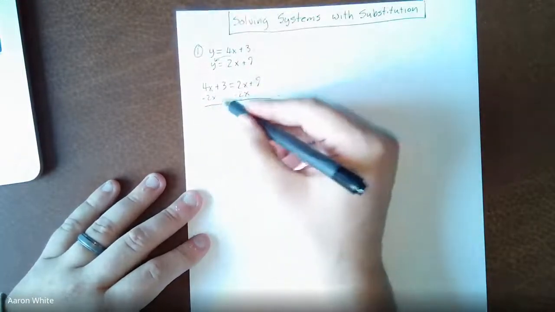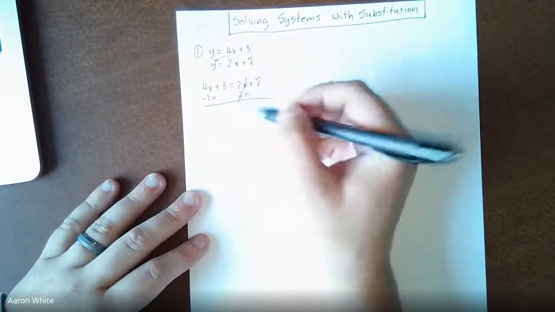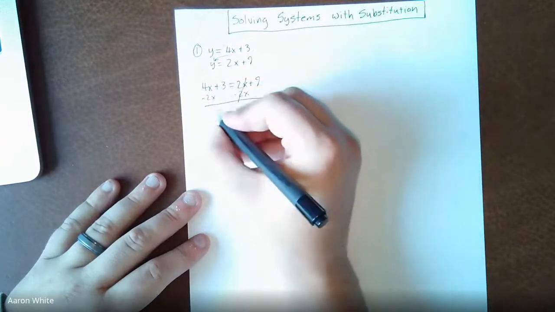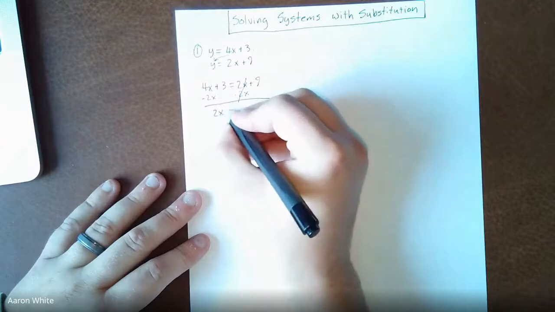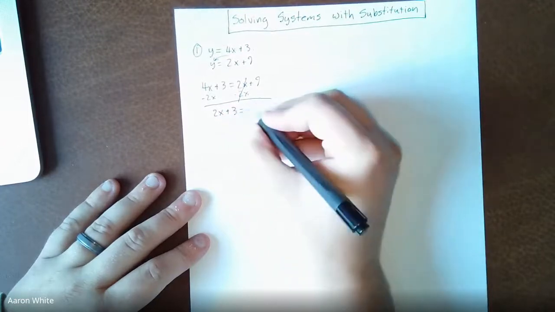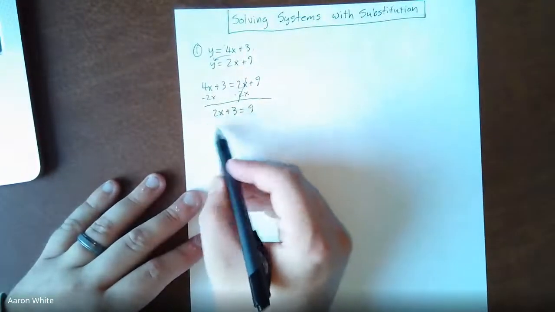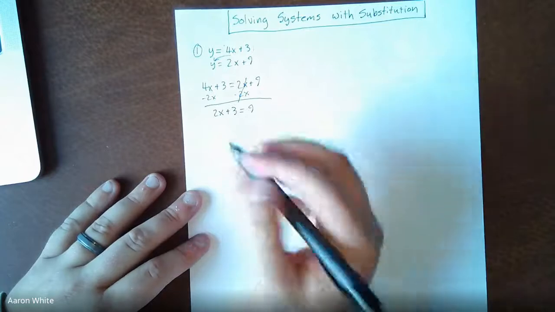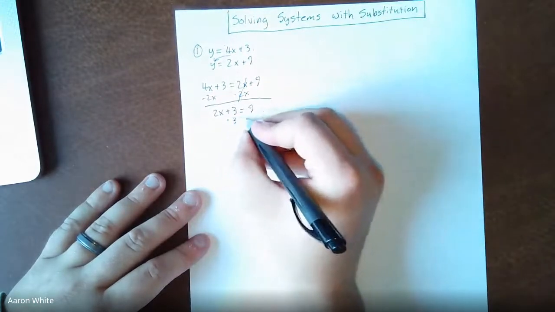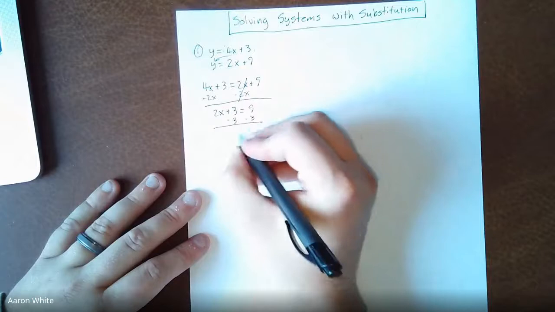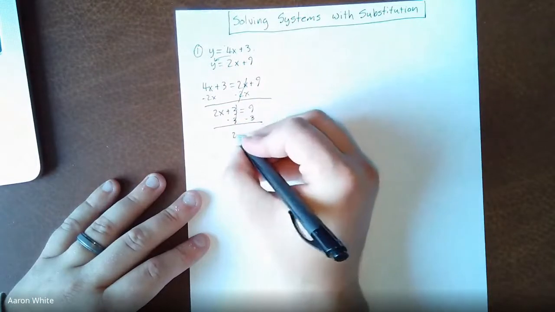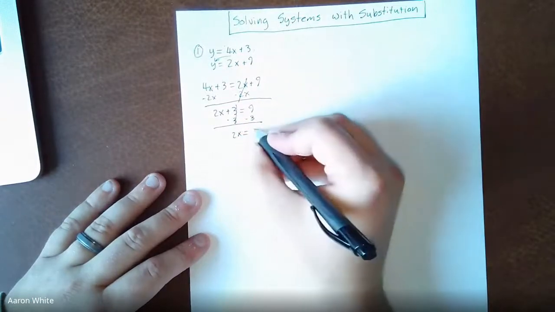So I go ahead and minus 2x on both sides. That gets rid of the 2x over here. 4x minus 2x is 2x plus 3 equals 9. And then I'm trying to do whatever it takes to get the x piece by itself. So now I'm going to subtract 3 on both sides. And that gives me 2x equals 6.